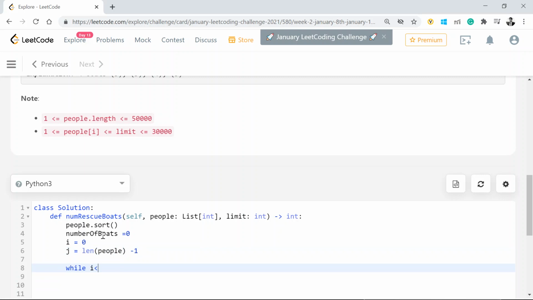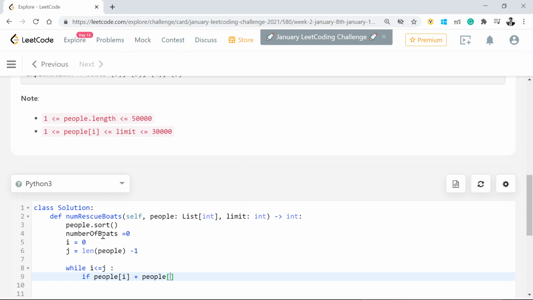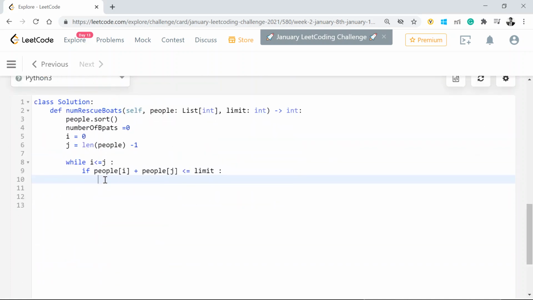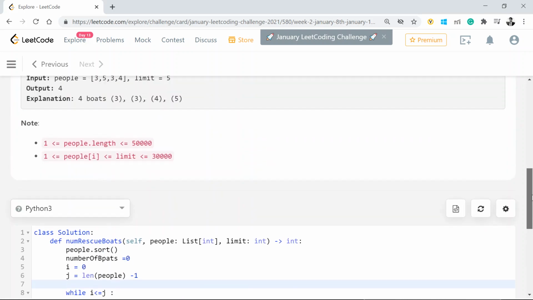And what we'll do is we'll simply say while i is less than or equal to j. Now what we'll do is we'll see if people[i] plus people[j] is less than or equal to limit. If that is less than or equal to limit, then what we'll do is, okay, I can consider the lightest person, considering I sorted this out.